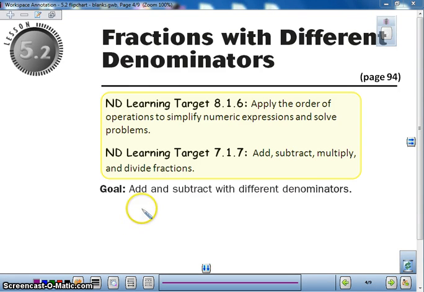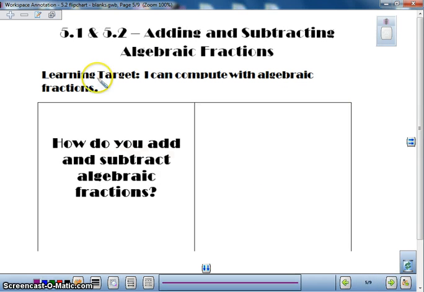This is Mrs. Thompson. You are looking at fractions with different denominators and fractions with common denominators, and we are adding and subtracting. In your notes, you should be in section 5-1 and 5-2, adding and subtracting algebraic fractions. How do you add and subtract algebraic fractions?